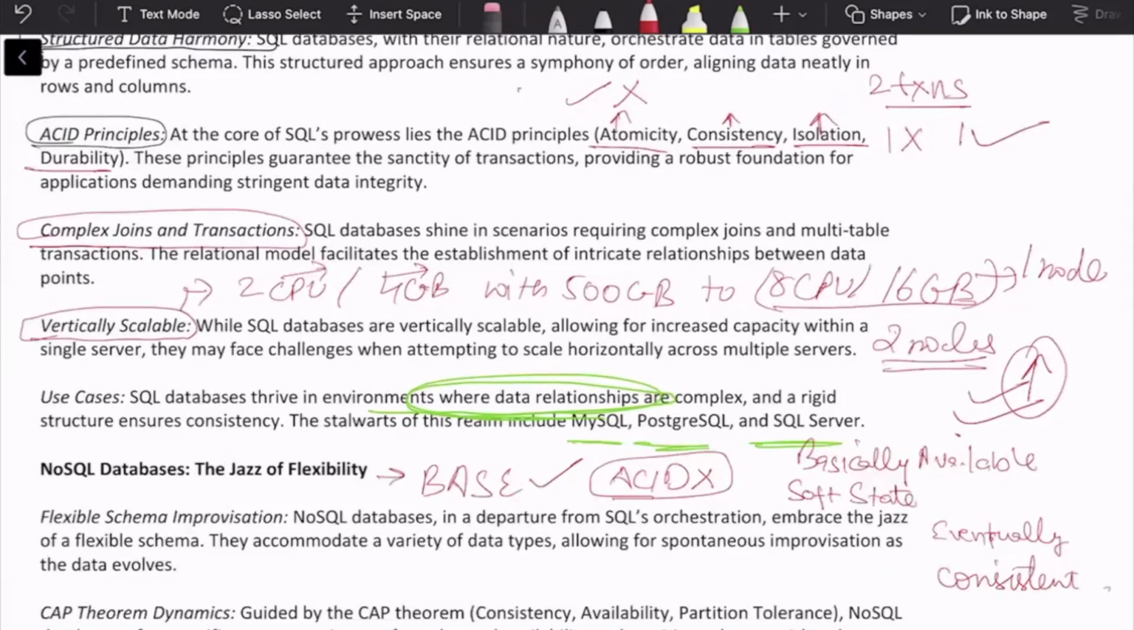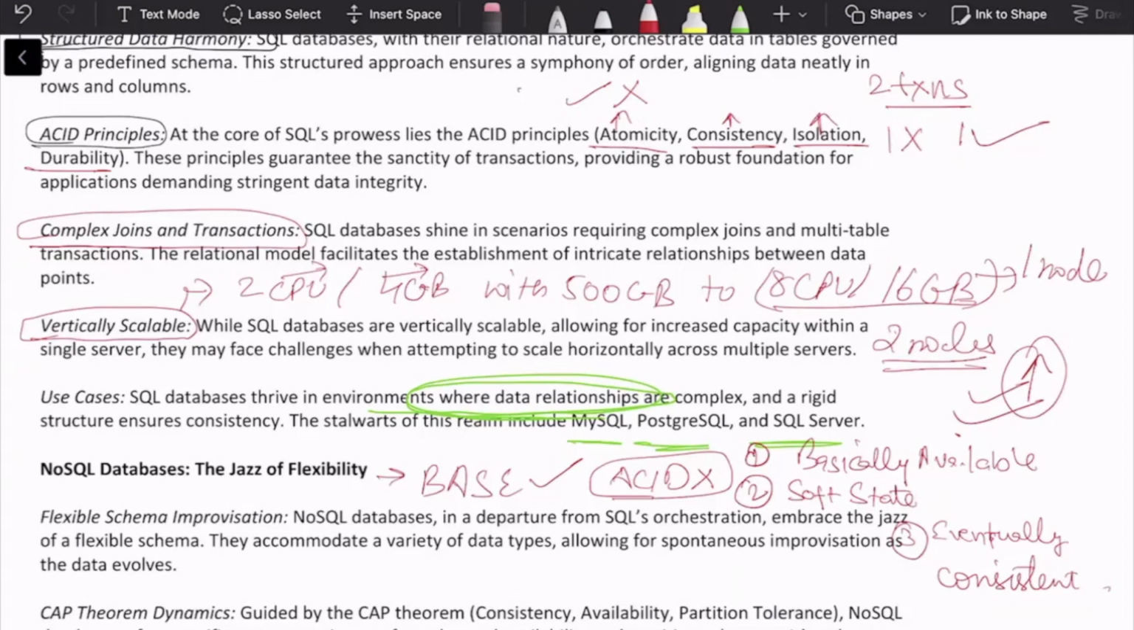So when I say basically available, if the data is there in the database, it will be available in some time. When I say soft state, since we don't have the rigidity in the NoSQL databases, it has a soft state. You can store any kind of data. And eventually consistent means once you stop sending the data, eventually it will be consistent. That means it will give you the right answer every time you ask for it. So these three properties are actually derived from the CAP theorem itself.